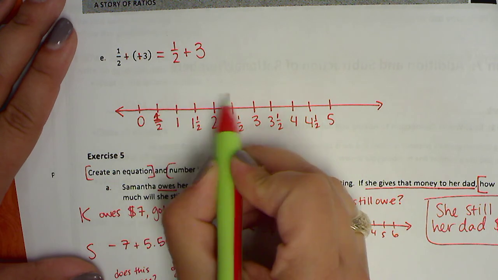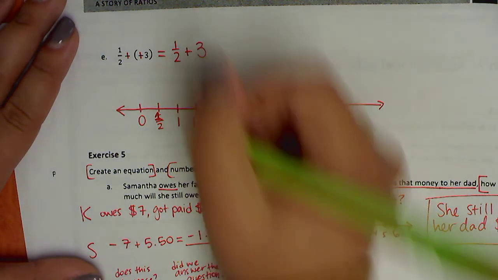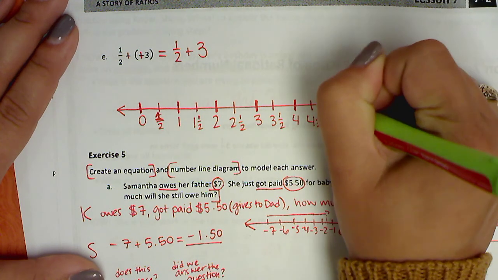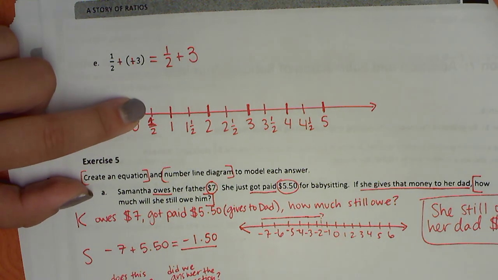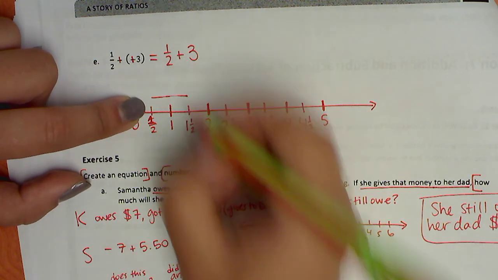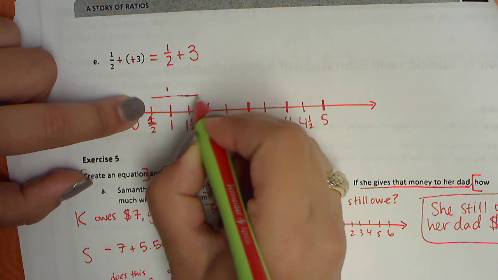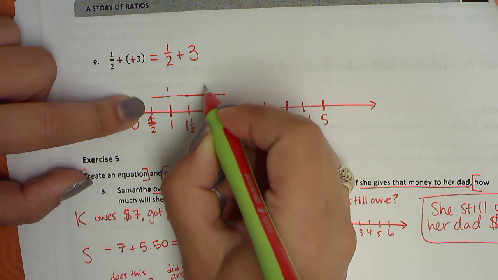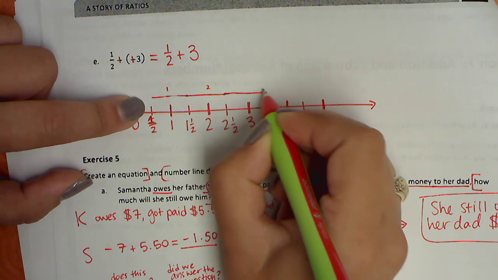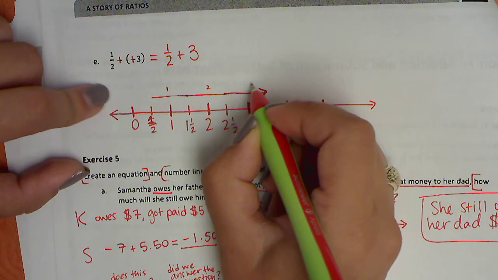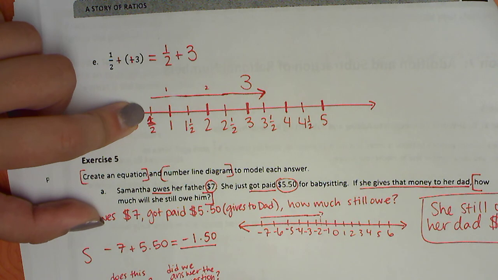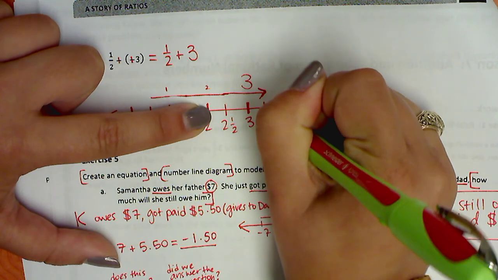Notice I'm not just going to go 1, 2, 3 because these are halves. These are ones. So if I'm starting at 1/2 and I'm going 3, 1/2 plus 1 is 1.5. That's 1. Plus another one is 2.5. That's 2. Plus another one is 3.5. That's 3. I've gone 3 units to the right. I started at 1/2 and I ended at 3.5.